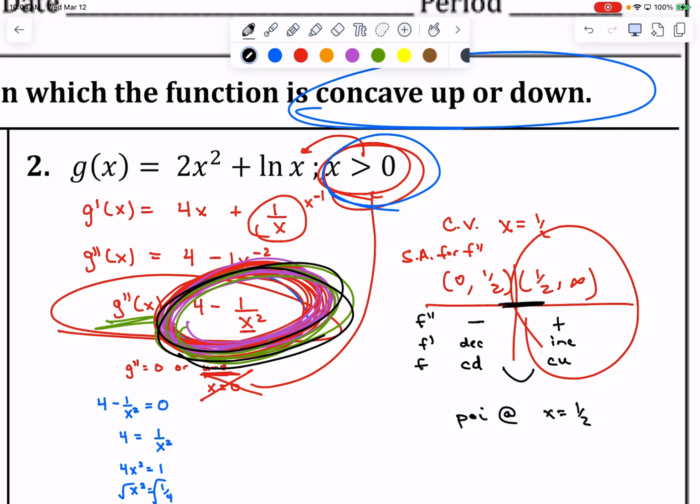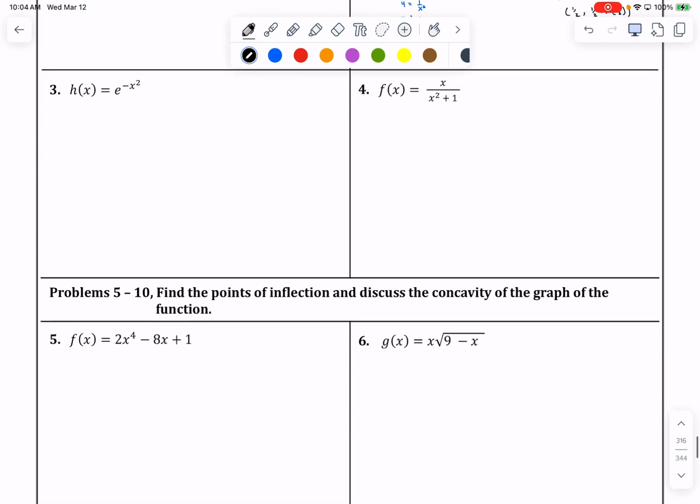If I had to figure out what the point is, could I plug 1/2 in? Yeah, that'll give me 1/4. 2 times 1/4 is 1/2 plus natural log of 1/2. So it would be 1/2 plus natural log of 1/2, which is ugly, but whatever. And you would not have to simplify that. You just leave it like that. All right, let's go to the next one.